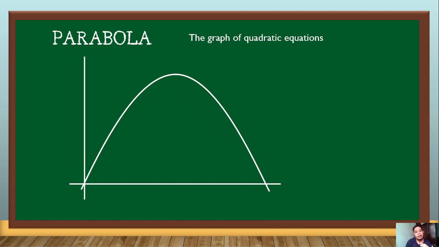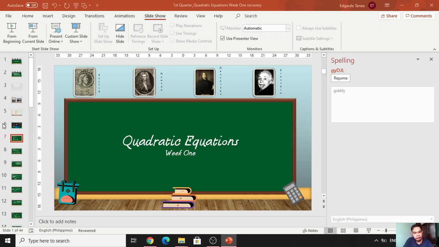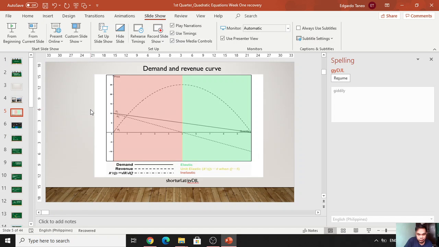Ibig sabihin, ang quadratic equations, pwede natin yan i-apply sa science, sa engineering and architecture, pwede rin sa economics at business. Okay, so for example, dito sa business, we have here the demand curve. We use quadratic equation to identify the maximum profit of a certain product. So by identifying the maximum profit, pwede na tayo magtakda ng presyo ng produkto natin.